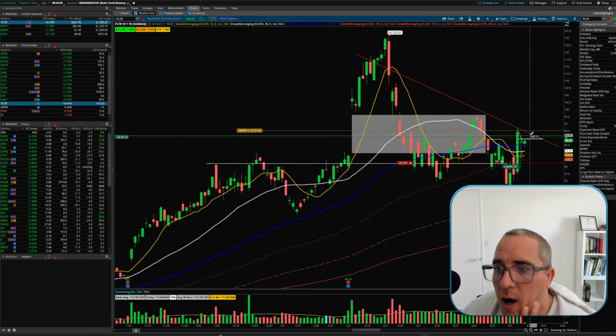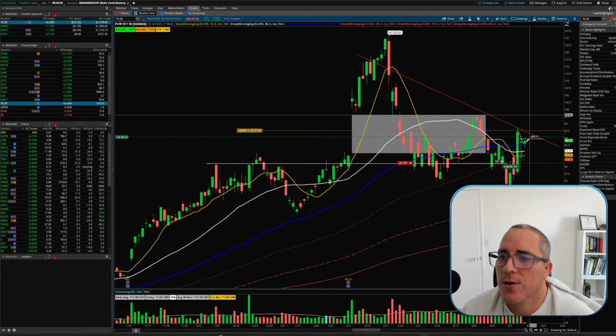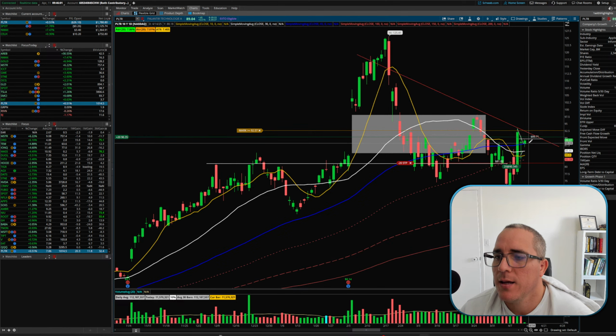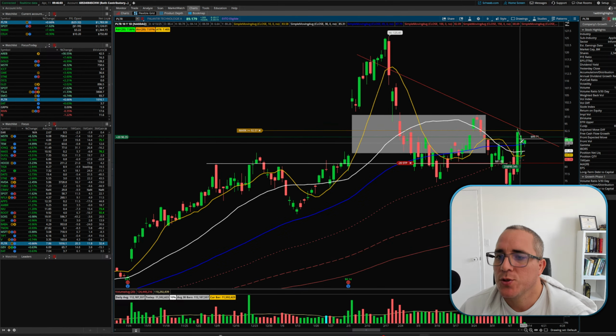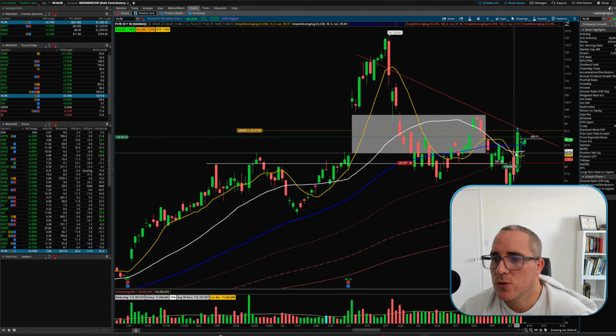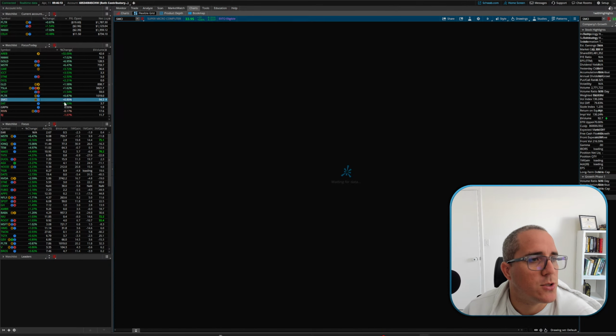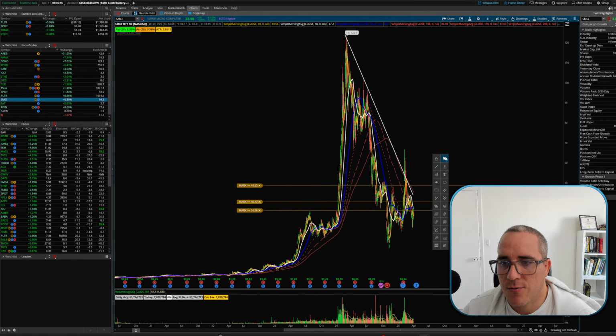I want this to go higher. I'm not going to add on the break to the upside around 90. If the market is in a very good position, this will be a very good spot to add. But I just want it to go a little bit higher, create a flag here, and add to the position. That's the best case scenario for this one.